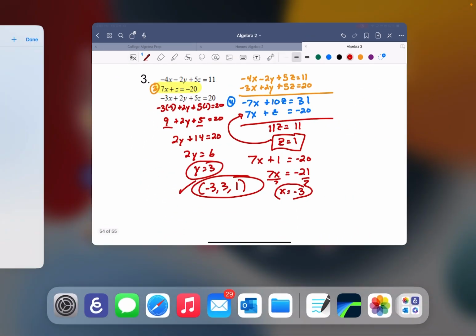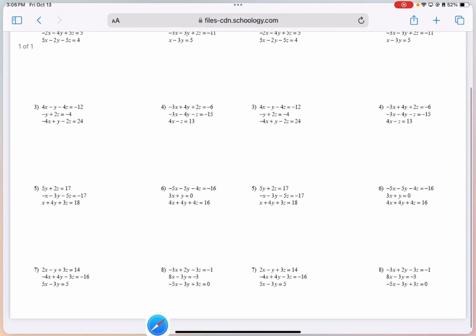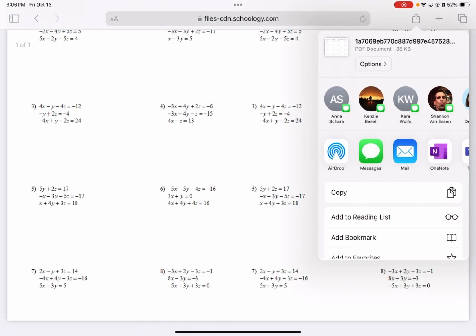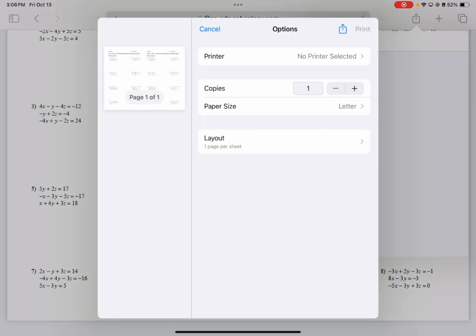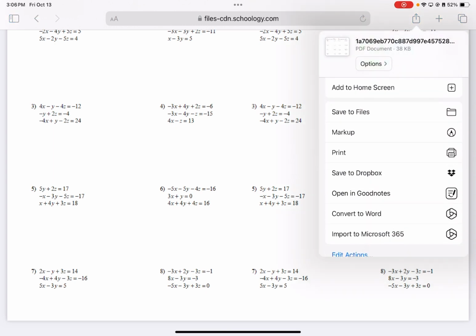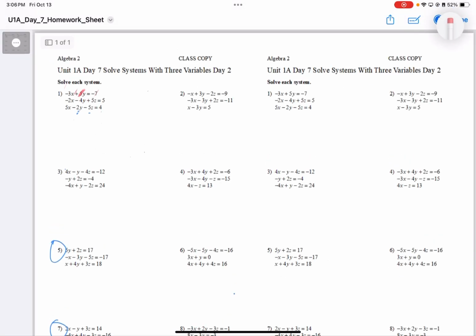All right, the next one we're going to look at is going to come directly out of your assignment. So if you want to open up your assignment, if you write on the assignment, I'm not going to print it. We are going to do number 1 together out of your assignment. You are only going to do the odds today.